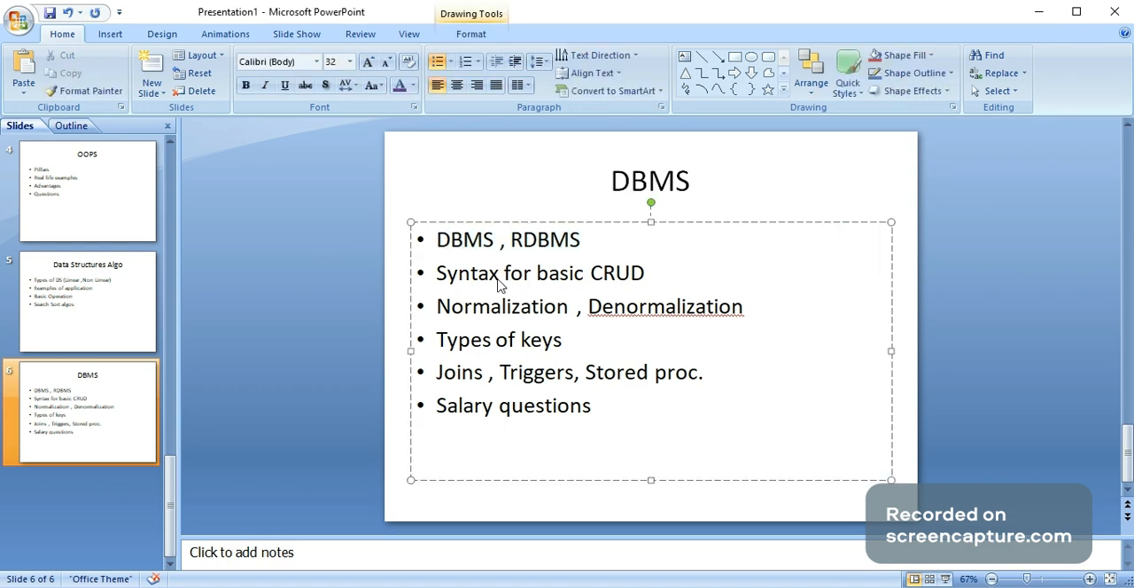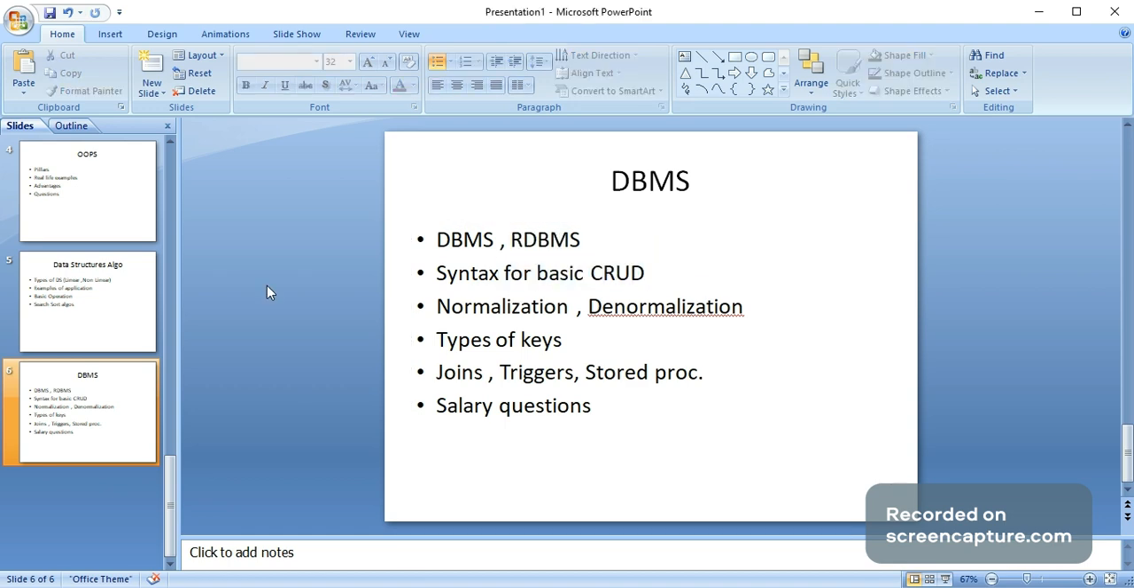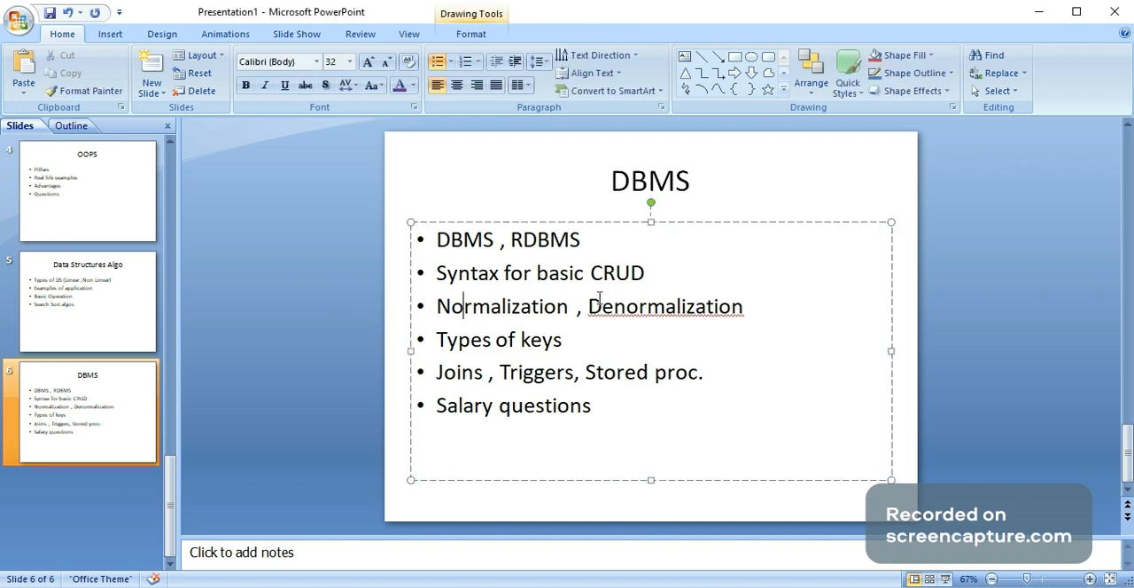Then the important thing is that, please learn the basics of CRUD: create, read, update, and delete. At least please get to know the syntax of each and every one of them. They would be directly asking you questions, like please tell me the syntax of how to create a table, and such things. Then we have these two things, normalization and denormalization.